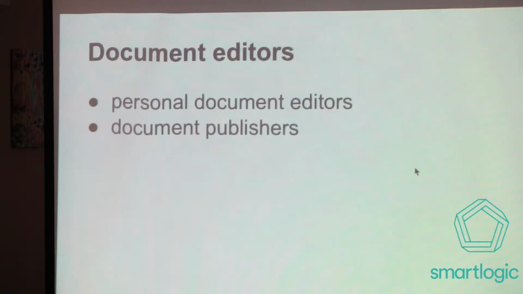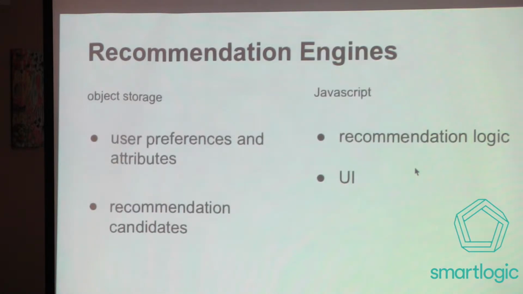Document publishers. You might be able to implement a blog this way, or a to-do list or something. And then other people would be able to see it, but they wouldn't be able to change it. So again, resource contention is not an issue. I think you could do recommendation engines with this, actually. Simple recommendation engines. Your object storage would hold such things as user preferences or attributes, what kinds of things they like, and then candidates, the things that you would recommend to them. And then in the JavaScript, you'd combine the two and provide recommendations.